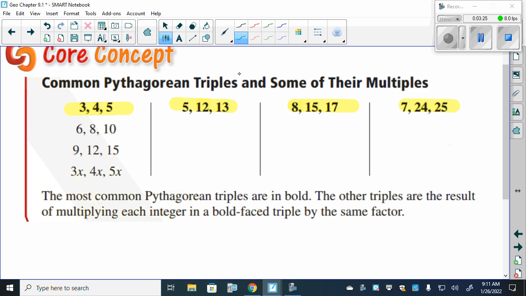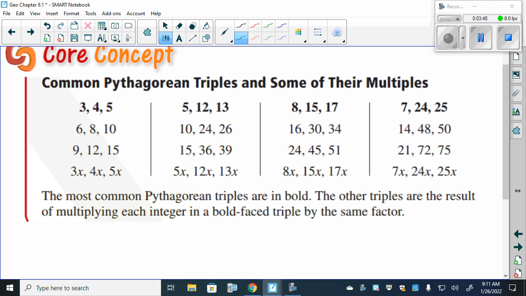So 6, 8, 10 would be another Pythagorean triple. We just took 3, 4, 5 and multiplied it by 2. Or 9, 12, 15. We just took 3, 4, 5 and multiplied it all by 3. So really any iteration of 3, 4, 5 would also work. Well, we can actually do the same with the rest of them. And you don't have to write all these down because this is just taking those and multiplying by a certain amount.